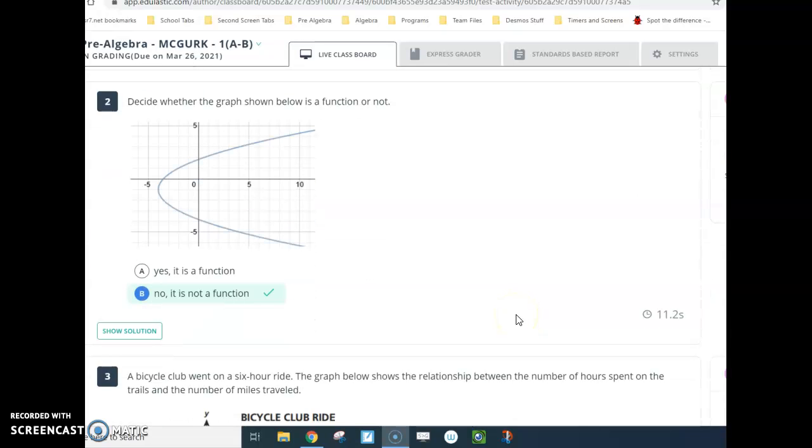Number 2, when you have a graph, you can use the vertical line test. So if I were to draw a vertical line straight through here, it would touch the graph at more than one point. And so therefore I know that each input would have more than one output, so it is not a function.